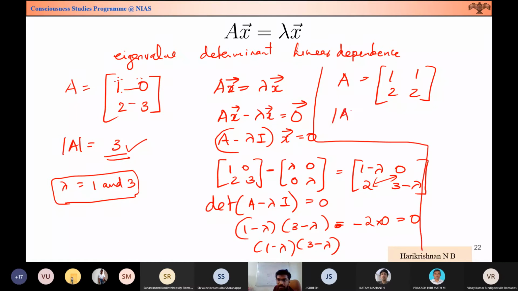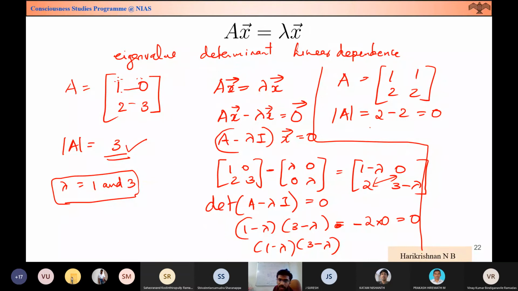The determinant in this particular case is 2 minus 2 equal to 0. What is the eigenvalue in this? Definitely the inverse does not exist because the determinant is 0. What is the eigenvalue in this particular example? So let us find that out.